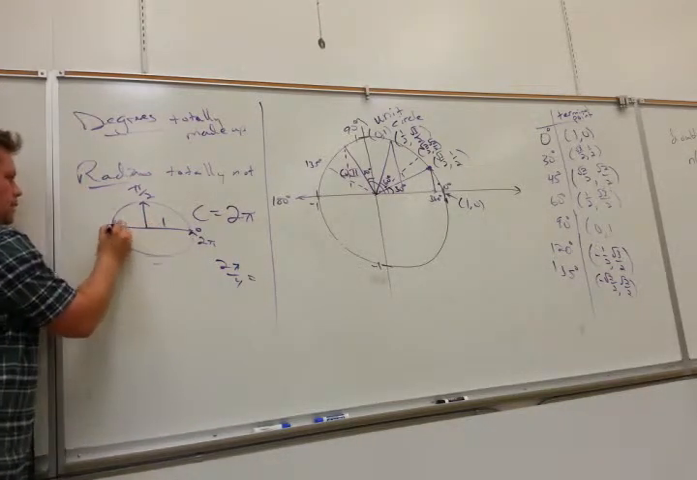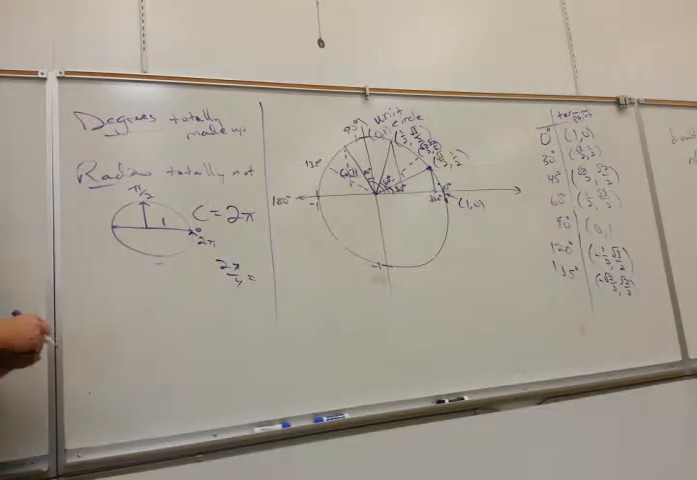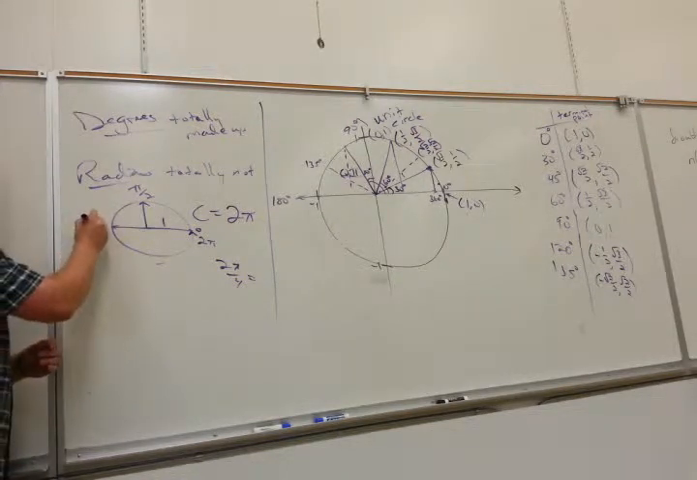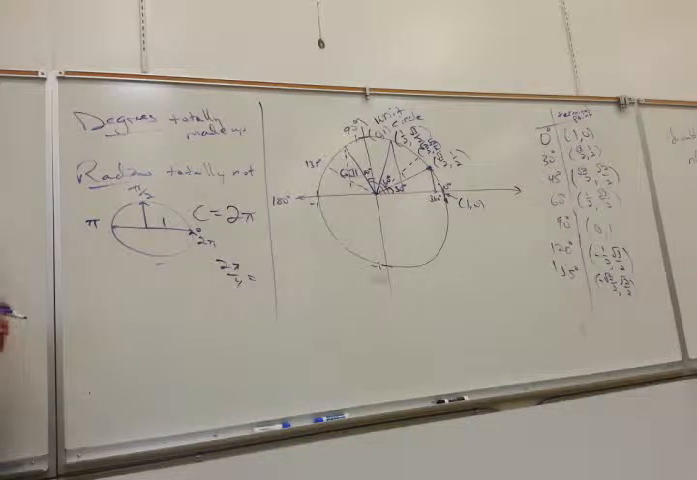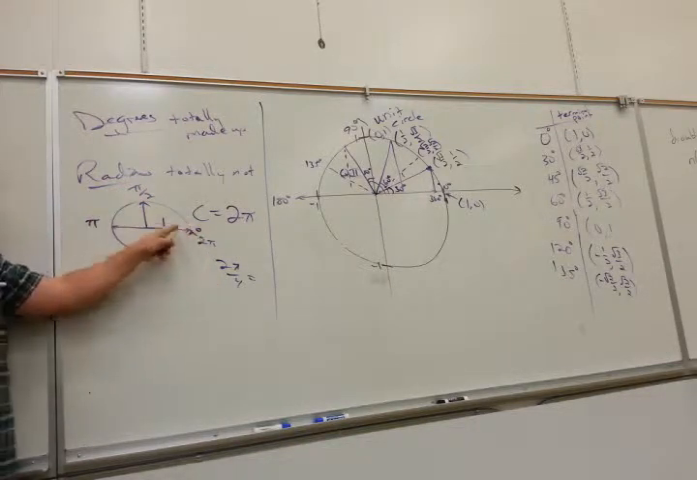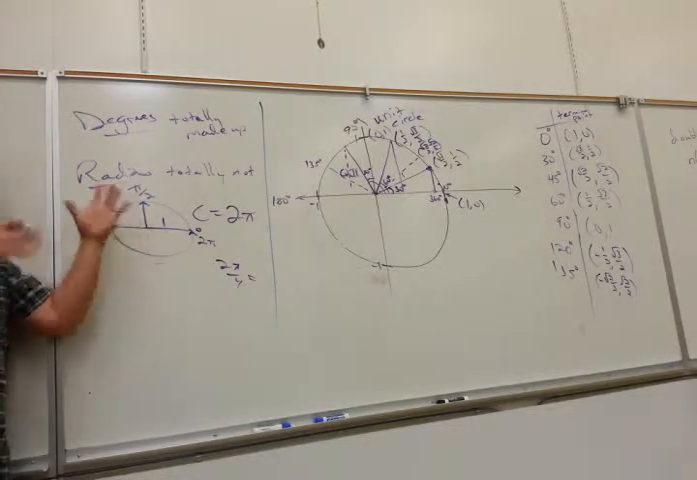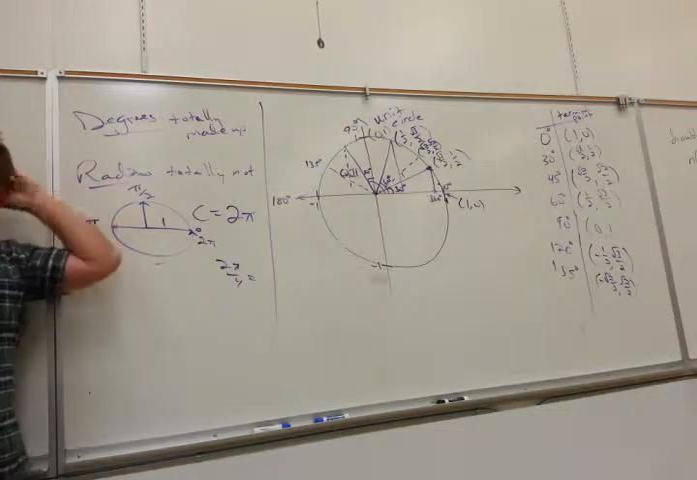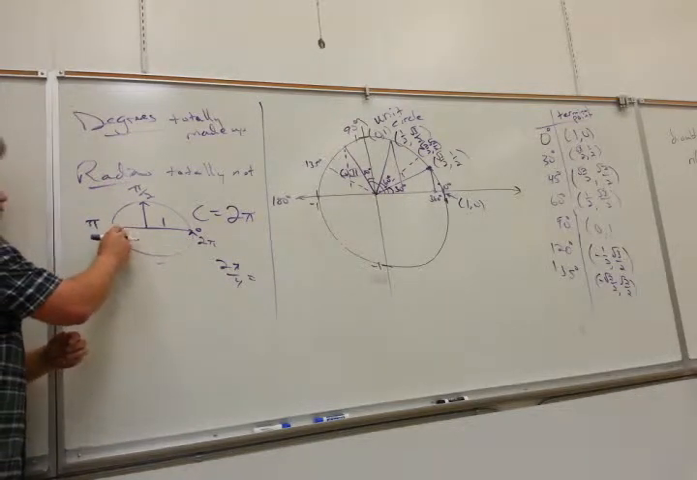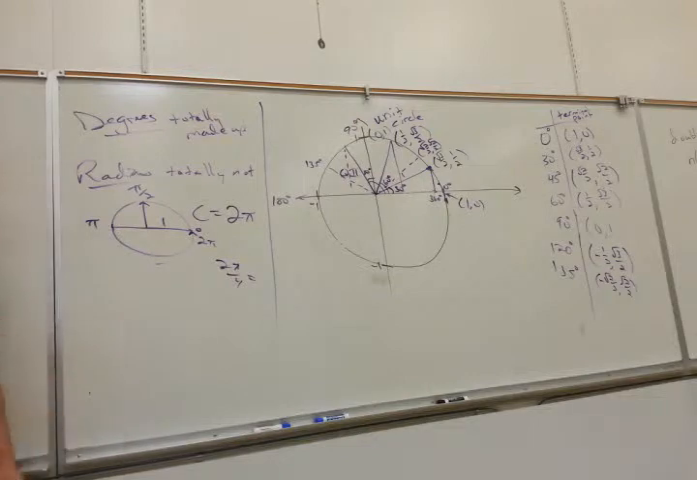So what would this be? This would be a half of 2 pi. This would be pi. All the way around is 2 pi, so if I go halfway, pi. That's crazy. Right? I like pi. Are you guys still with me?